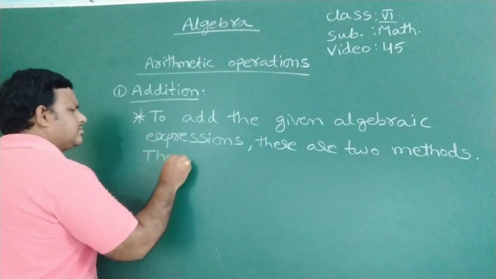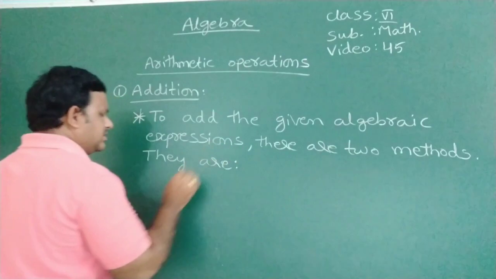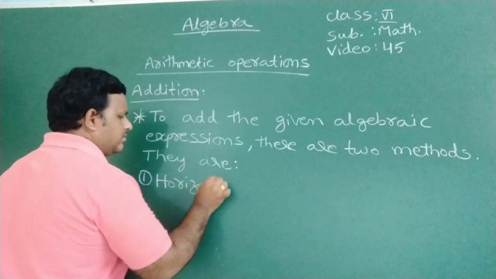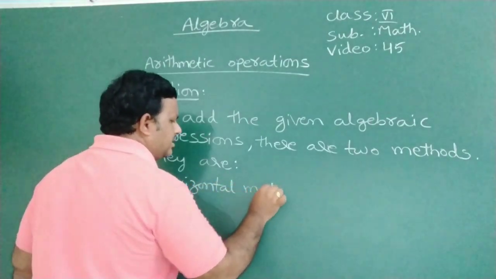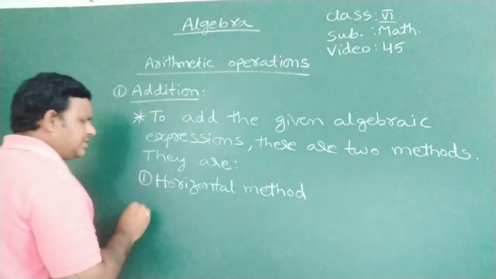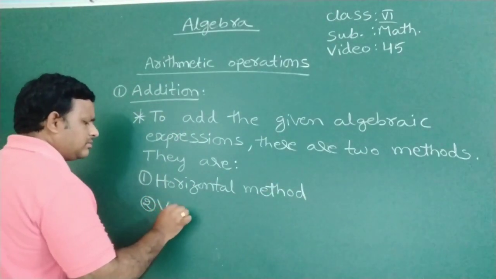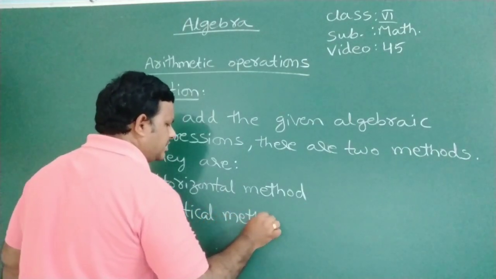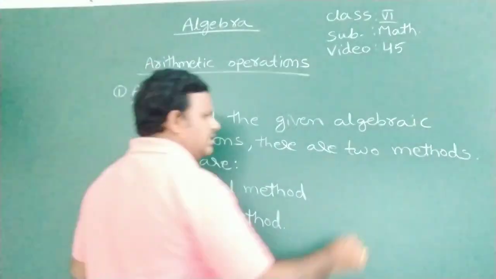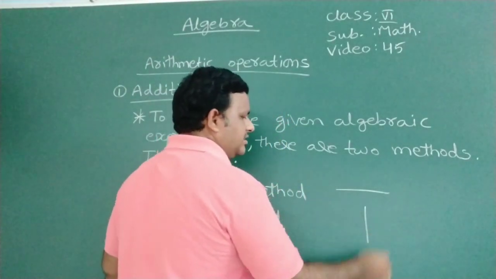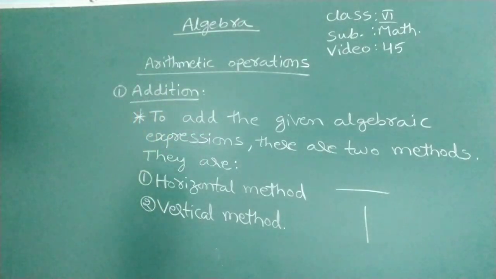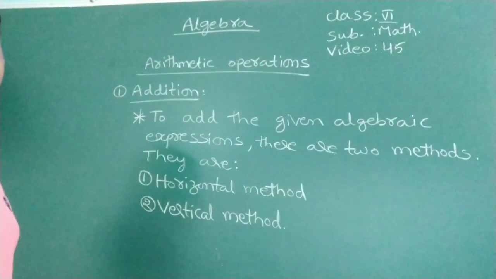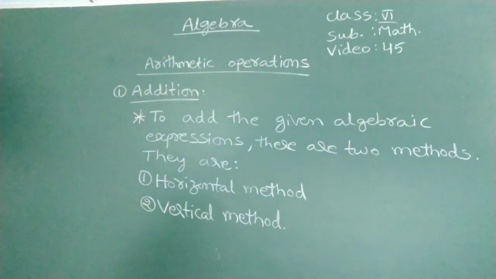They are: one is the horizontal method, and the second one is the vertical method. Horizontal means like this, vertical means like this. So how many ways are there to add the algebraic expressions? Two ways. One is the horizontal method, another is the vertical method.